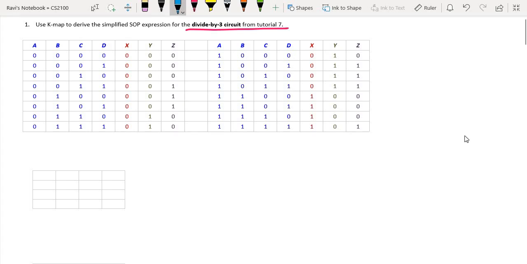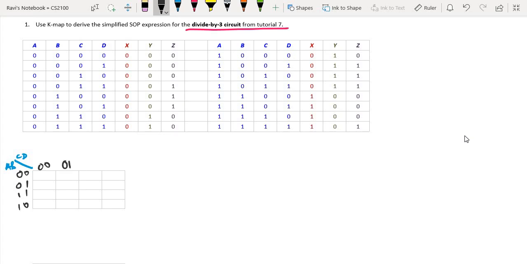With K-maps, we need the size of the K-map to correspond to the number of variables that we have. Since we have 4 inputs, we have a 2 by 2 K-map. So write the variables here, A, B, and C, D here. You may have been taught different techniques, but I'm going to show you one that I normally use, which is to put the different combinations here: 00, 01, 11, 10.